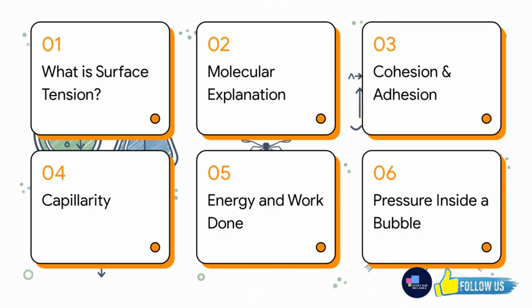So, here's our game plan for this explainer. First, we'll figure out what surface tension actually is. Then, we'll get into the molecular reasons behind it. We'll look at some key forces called cohesion and adhesion, see how that leads to liquids climbing up tubes, then we'll crunch some numbers with energy and work done, and finally, we'll figure out the physics of a soap bubble.